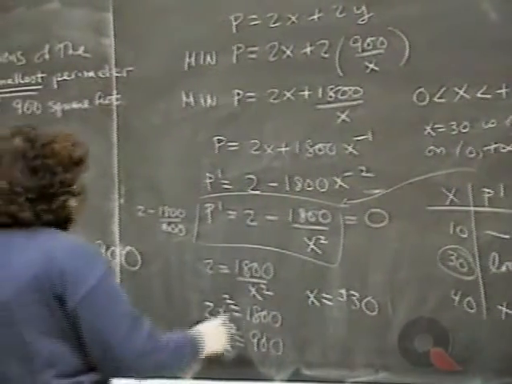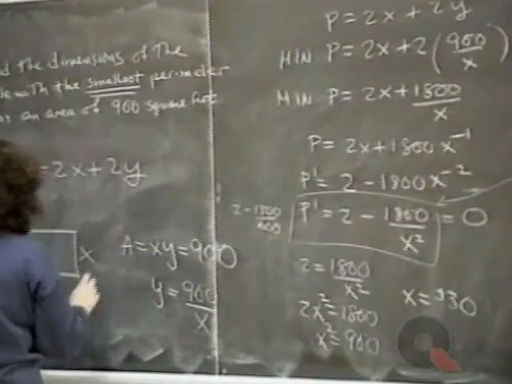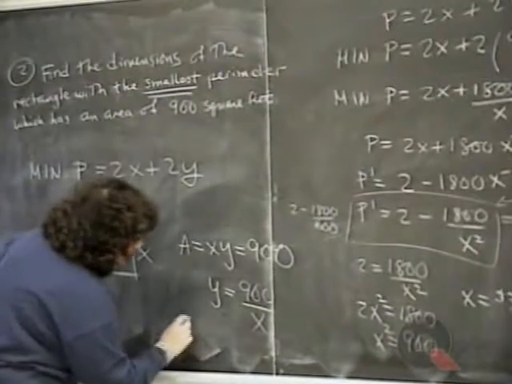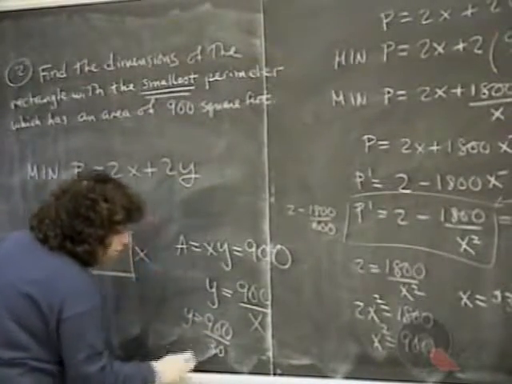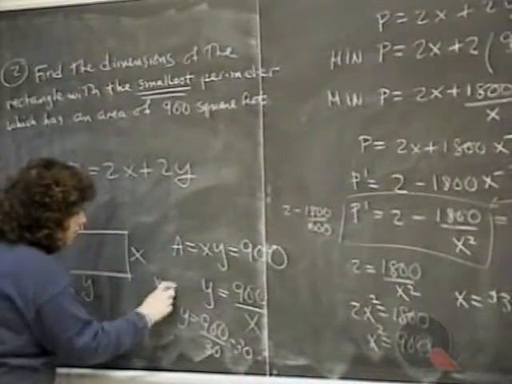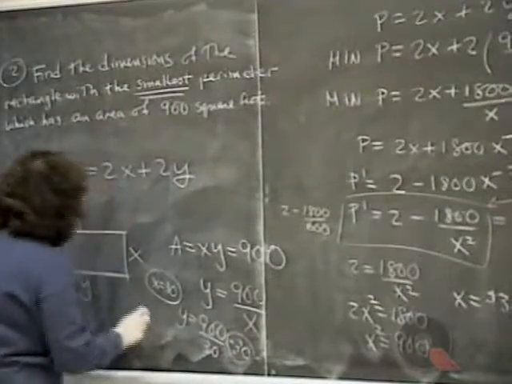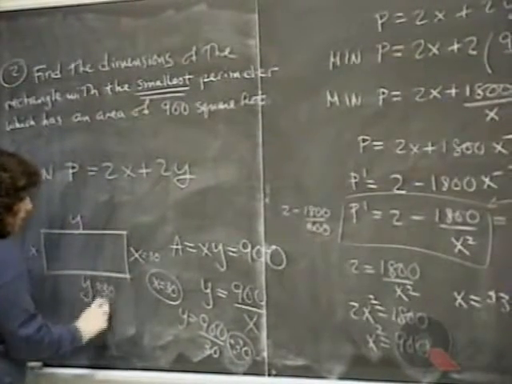X equals 30 is going to be one of the dimensions. If x equals 30, y will be 900 over x, 900 over 30. Y will also be 30. So we have x equals 30, y is equal to 30. And once again, the final answer is going to be a square.